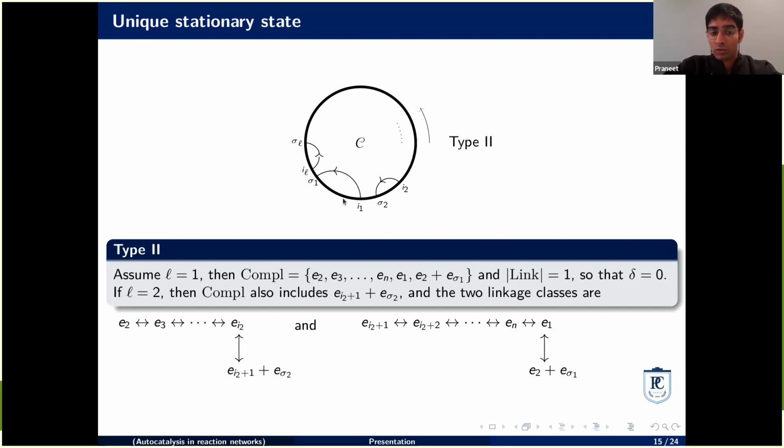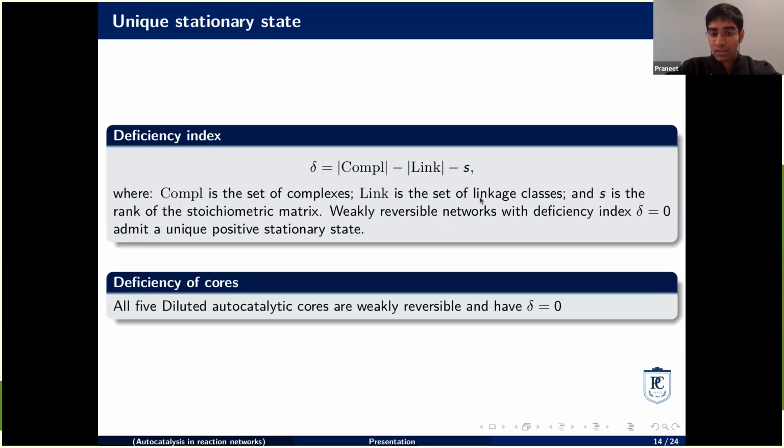If L is equal to 2, then we have two back branches. Then the complexes increase by 1, the linkage classes also increase by 1, and the deficiency does not change because these terms cancel out. These are the two linkage classes that you would see if L equal to 2. This also happens if we keep increasing L: L goes to 3, we get 3 linkage classes and one extra complex, and it also cancels out. This kind of structure repeats through all 5 types of cores. So at the end, all 5 cores always have a deficiency of 0, and by the deficiency zero theorem, this gives us the fact that it admits a unique positive stationary state.